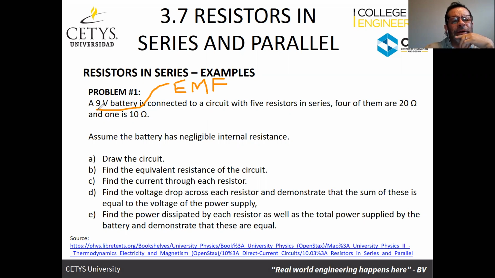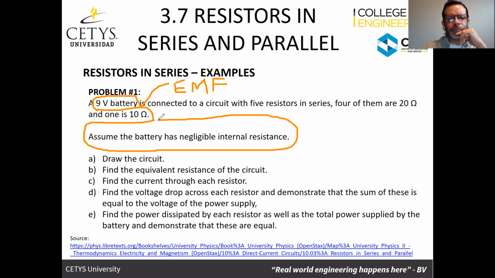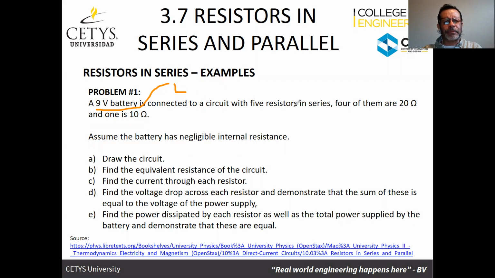Since the battery is the EMF, there's a note here that's important that says we should assume that the internal resistance of the battery, we don't care about that, okay? Because remember that the battery internally could have a resistance, and that would mean that instead of being 5 resistors, there would be another resistor that we would have to add. But right now we don't need to consider that, okay?